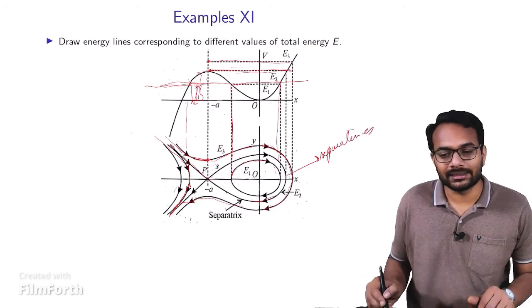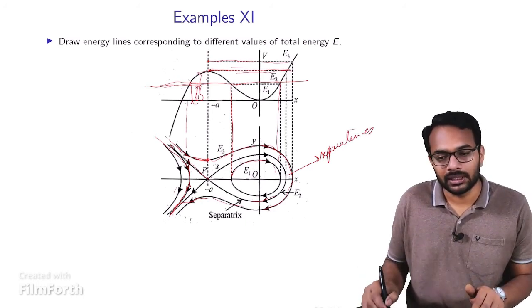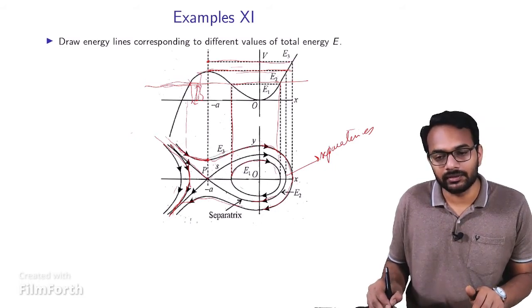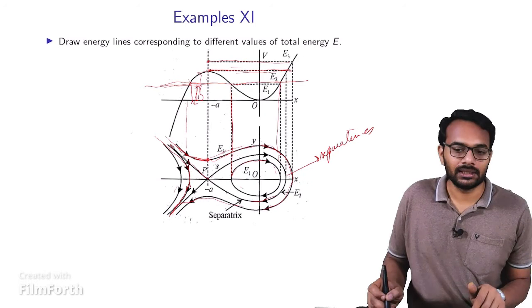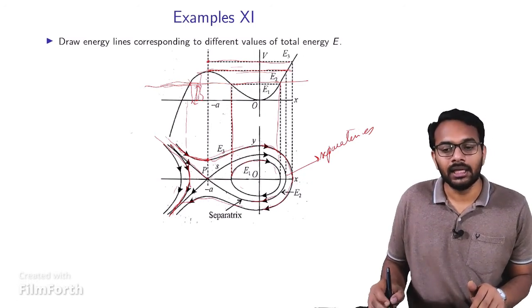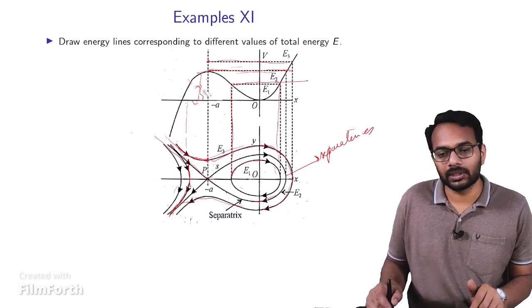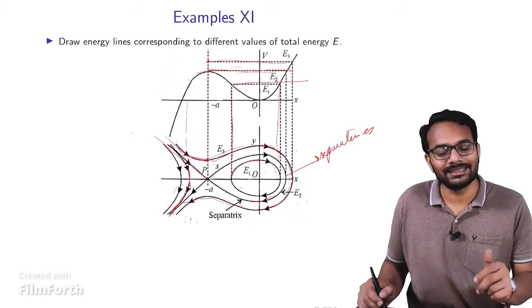Right, because it actually separates two kinds of motion. You have a bound state, a periodic motion here, and a particle coming from minus infinity and going to plus infinity. So these are separatrices. Now, just by drawing the potential energy curve and drawing the energy lines, it's easy to plot these things.